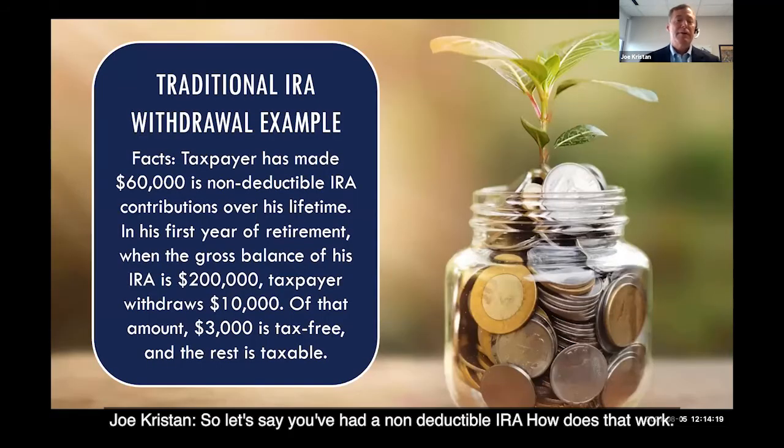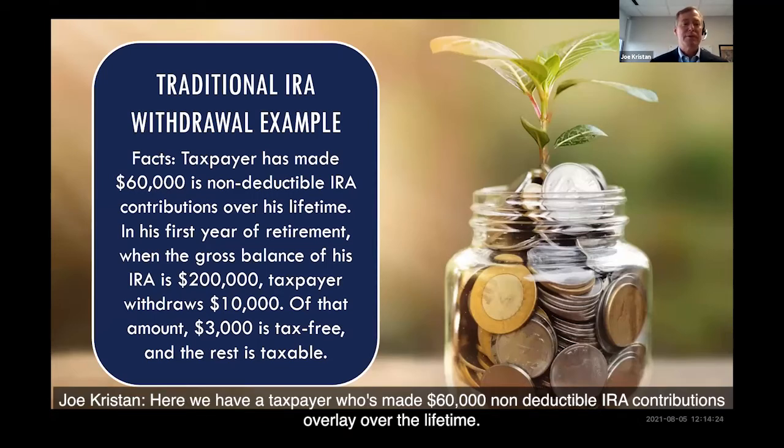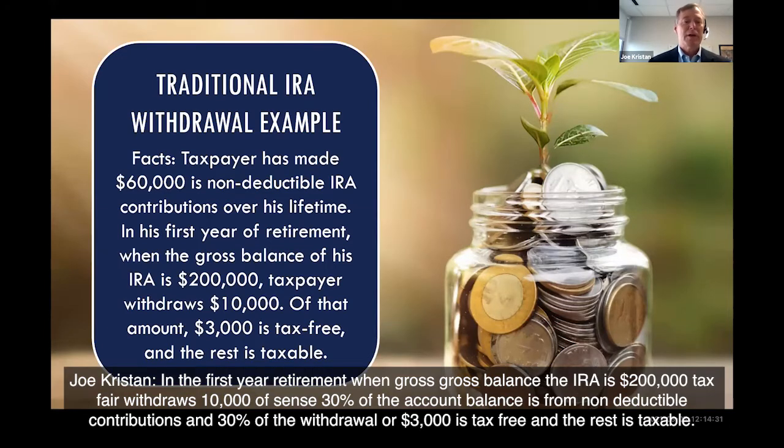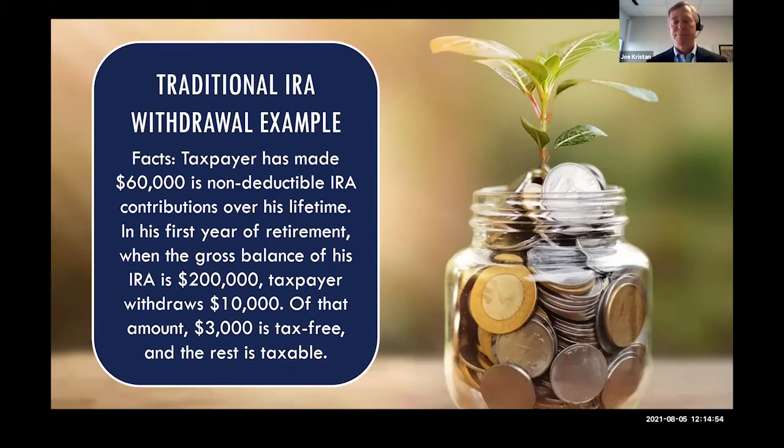So let's say you've had a non-deductible IRA. How does that work? Here we have a taxpayer who's made $60,000 in non-deductible IRA contributions over the lifetime. In the first year of retirement, when the gross balance of the IRA is $200,000, the taxpayer withdraws $10,000. Since 30% of the account balance is from non-deductible contributions, then 30% of the withdrawal, or $3,000, is tax-free and the rest is taxable.